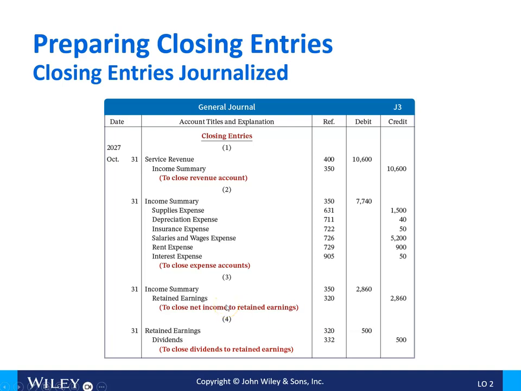Then we have $500 of dividends. Dividends is part of DED, so it's got a debit balance. We're going to credit that and debit retained earnings, reduce retained earnings.